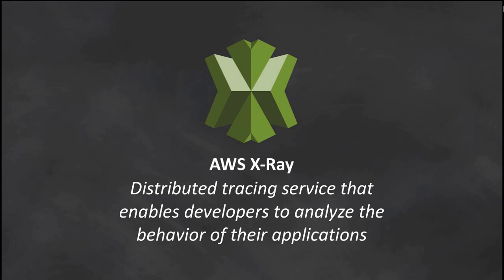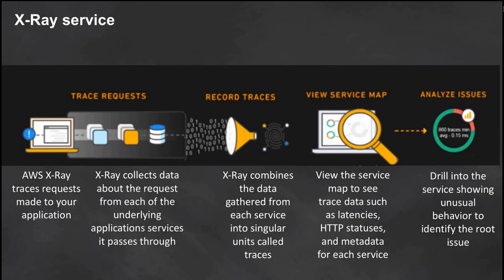So AWS X-Ray is, at a high level, a distributed tracing service that enables developers to analyze the behavior of your applications. It provides an end-to-end view of requests as they travel through your application. And it shows a map of your application's underlying components. The service map lets you see the relationship between all the resources in your application in real time. You can quickly see where high latencies are occurring in your application and then drill down into specific services and paths that are performing poorly.